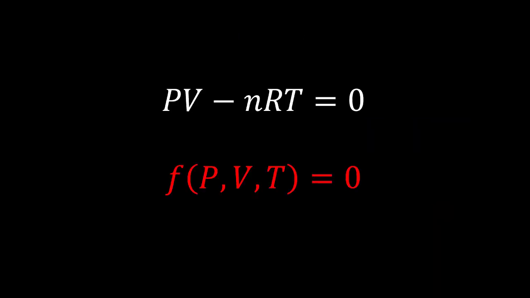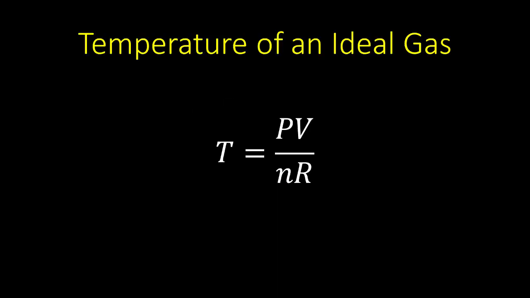Note that the ideal gas law is an equation of state expressed in another way, since it may be written as PV minus nRT equals 0, which has the form f of P, V, T equals 0. Since T is now dependent on P and V, we have a way to define the temperature of an ideal gas without using a thermometer based on a thermometric property, which is T equals PV divided by nR.